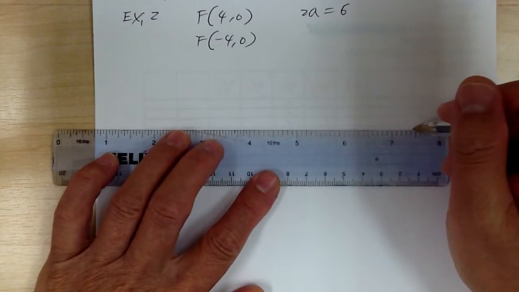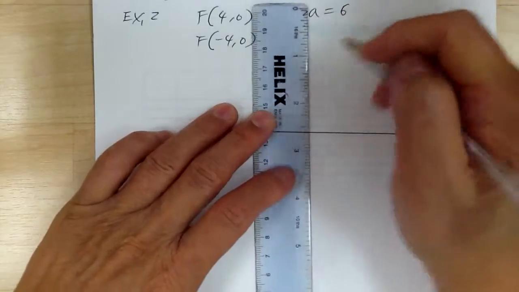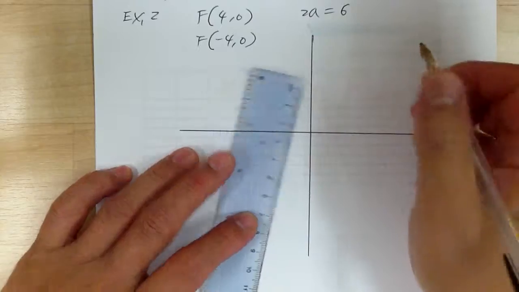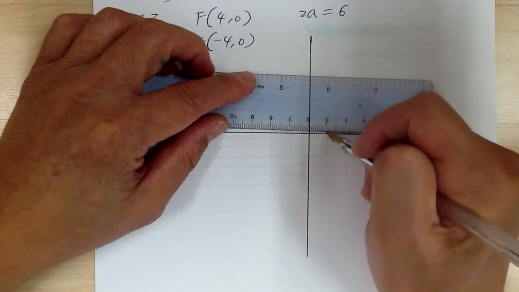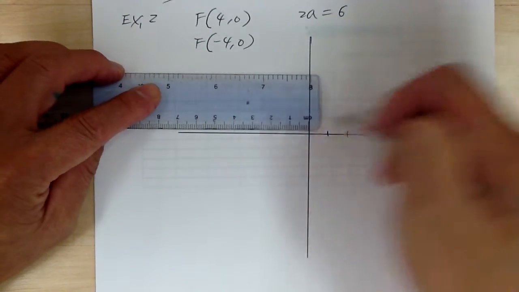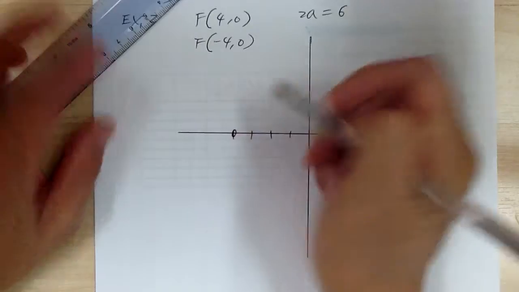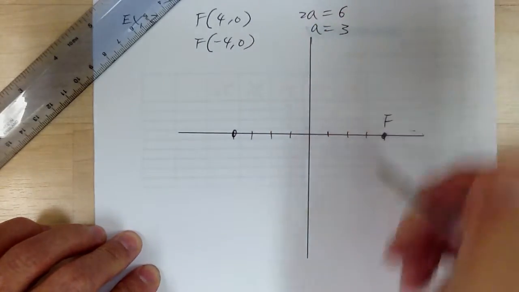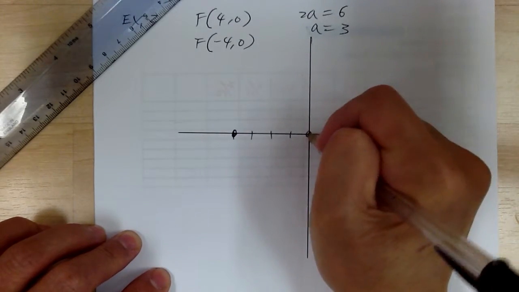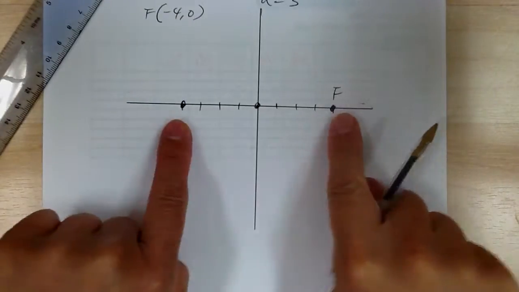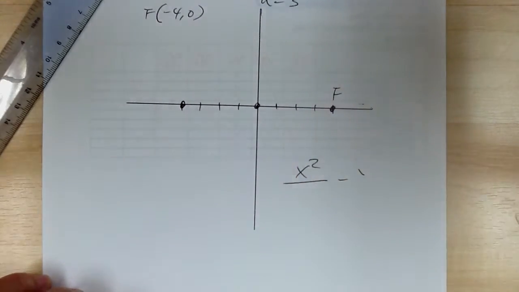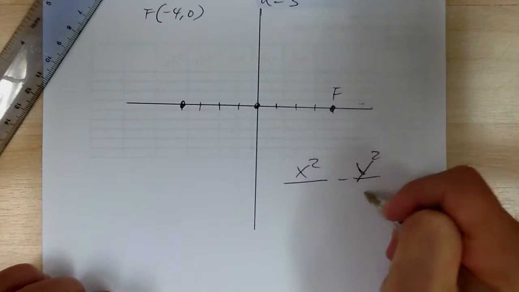Okay, so let's go and sketch these things out. So 4, 0. So you go 1, 2, 3, 4. So that's the F. And then you go 1, 2, 3, 4. By the way, from here we can see a equal to 3, right? Okay, so that's F. So right away the center is going to be over here. Now from here you can see that this is going in the x direction. So right away you're going to get x squared minus the y squared equal to 1.